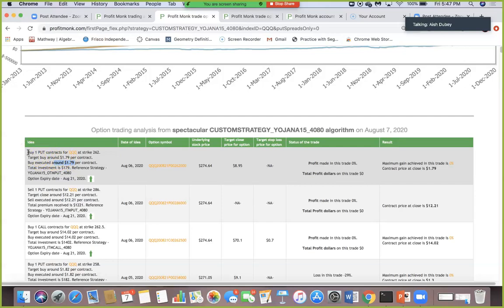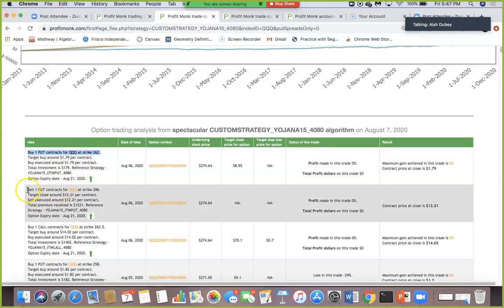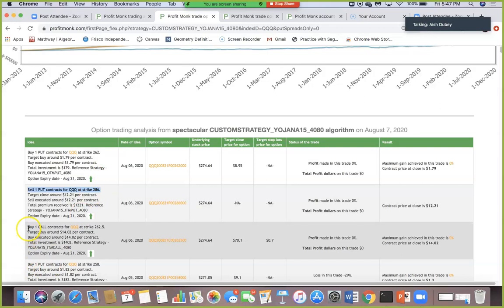So what are the trades? You see buy put, which is OTM, $262. And right now we know that the market is around 275, so it's an OTM put. You see a sell put at 286. So that's the put credit spread that has popped up. You also see an ITM call at about 266.